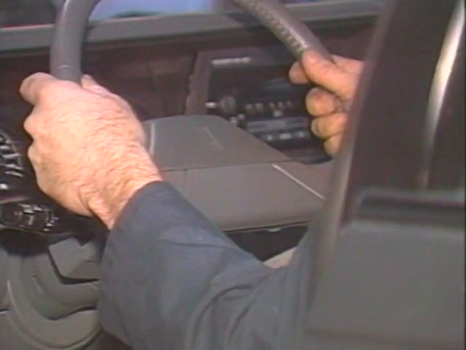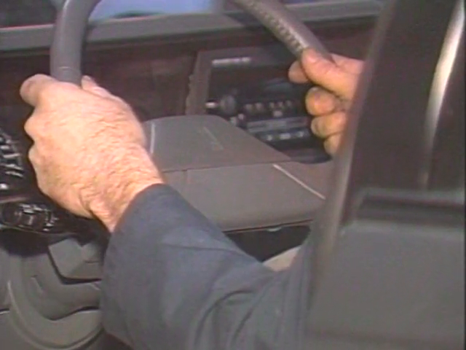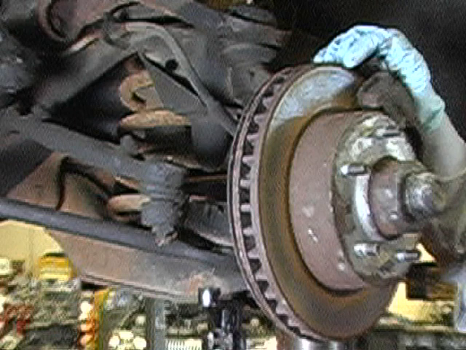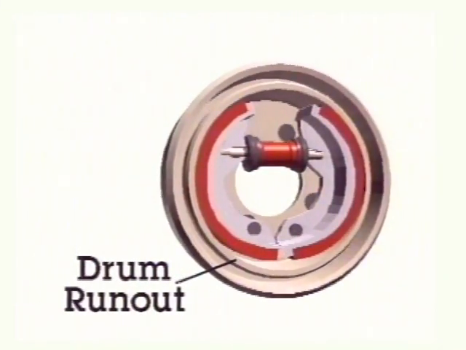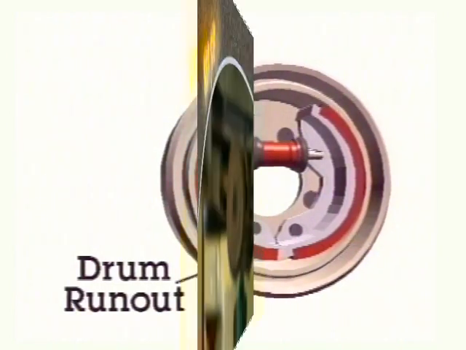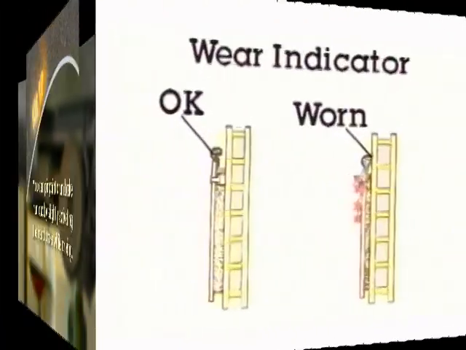Sometimes you can also feel severe runout and vibration in the steering wheel. This is usually due to runout in the front discs of the car. Drum brakes can also develop runout, which can cause vibration. Since drum brakes are on the rear of the vehicle, runout is not as detectable in the steering, but can be felt slightly in the whole body of the car.